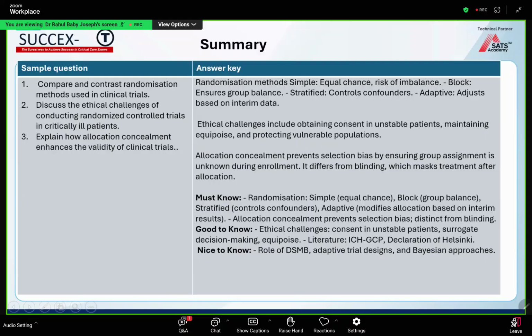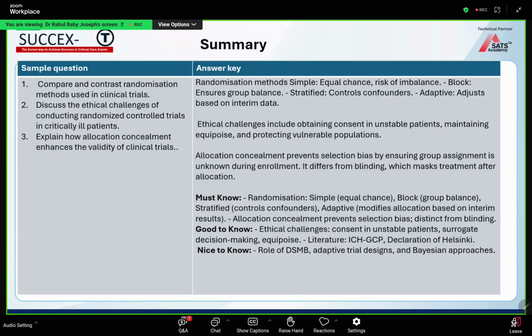So each trial will actually have a different way of randomization. Nowadays, many trials are predominantly stratified or block based on the need. And the nice to know point is what is the role of a DMSB, the data monitoring safety board, and how they operate, and the new trial design, adaptive trial design, is quite a good question nowadays because of recent COVID trials.